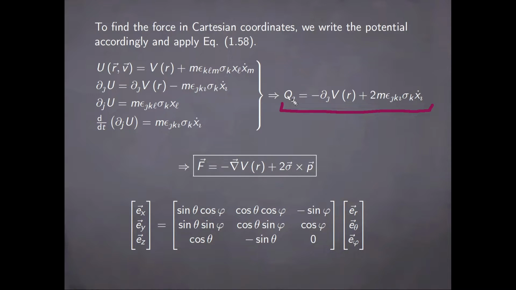And since we are discussing in Cartesian components, it follows immediately that the force is given by the following formula. So it's minus the gradient of the central potential plus 2 times the cross product between the vector sigma and the linear momentum. Now this is an invariant expression, so this is true in all coordinate systems.